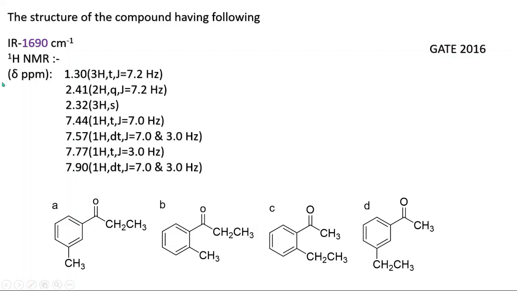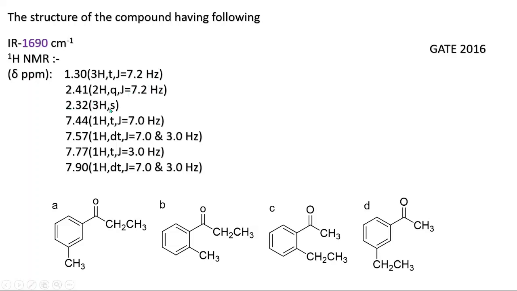Now we will move to 1H NMR, that is the 7 values. So this is 1.30, 3 hydrogen triplet, and 2 hydrogen quartet at 2.41. So this must be CH2CH3 because one is giving a triplet and one is a quartet. This will give a quartet, this will give a triplet. Both have 7.2 Hz vicinal coupling.